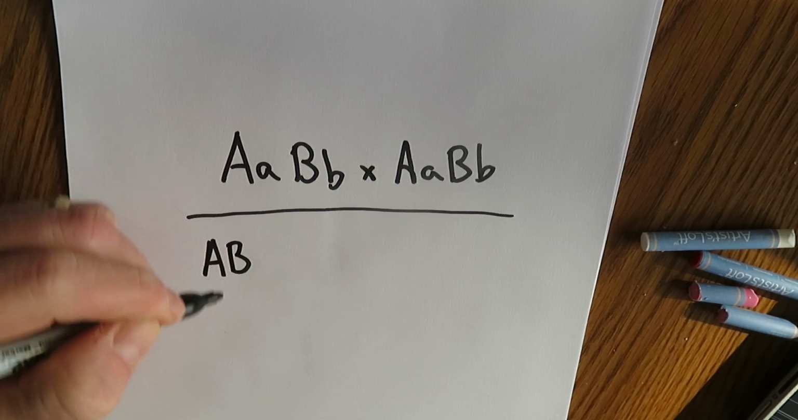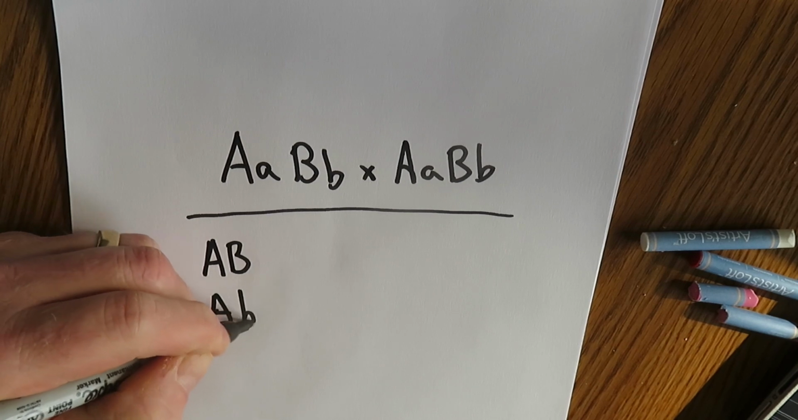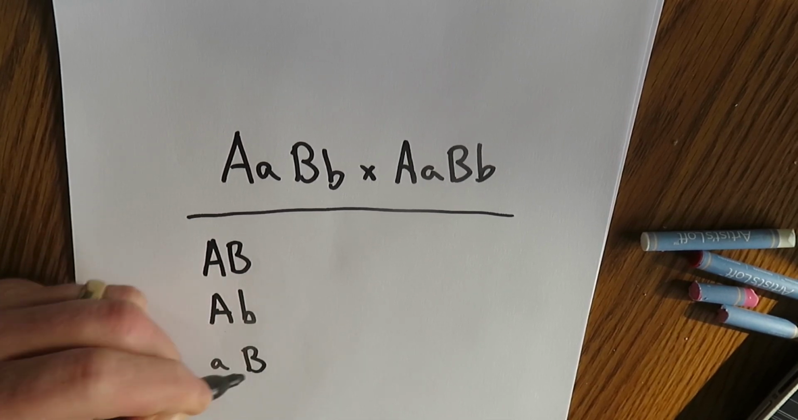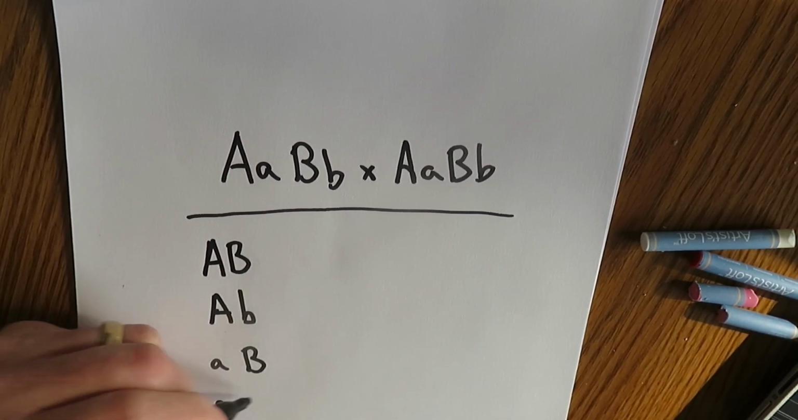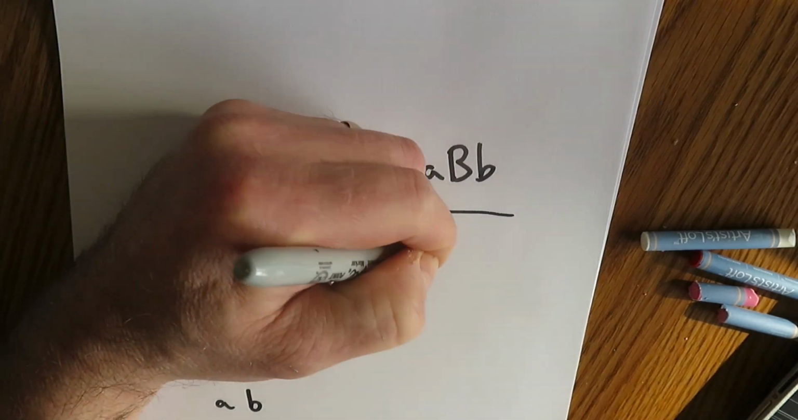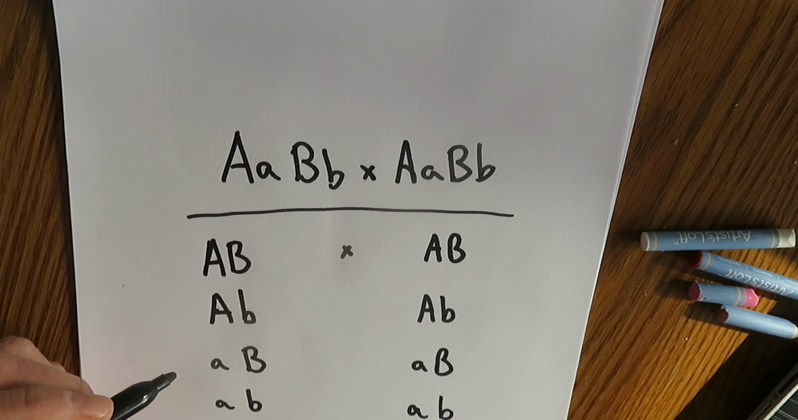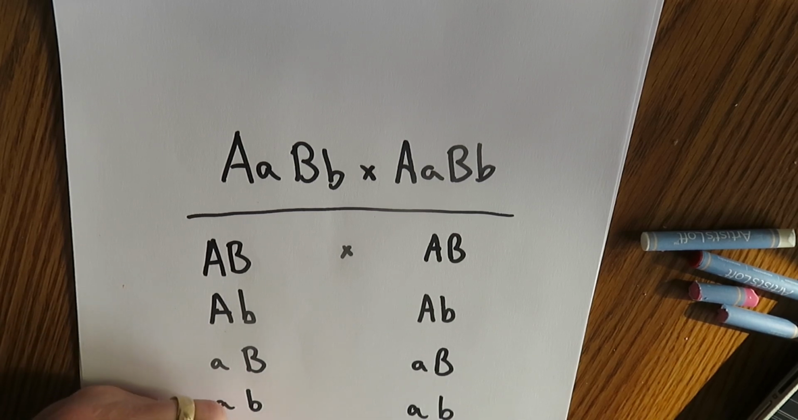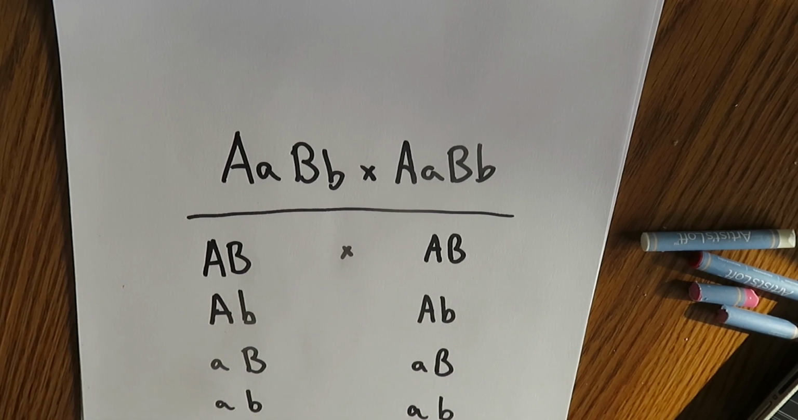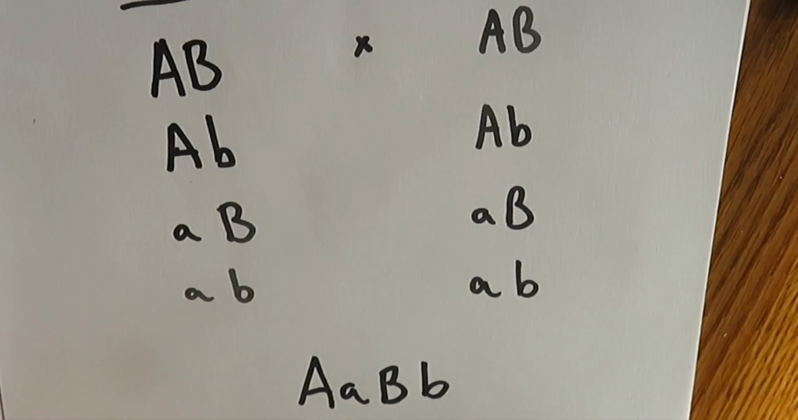So I've got my big A, little a, big B, little b, and I'm looking for all the possibilities, and I need one A and one B, one A and one B, one A and one B. And these are the 4 possibilities, right? It just matches for the other one. So big A with a big B, big A with a little b, little a with a big B, little a with a little b.